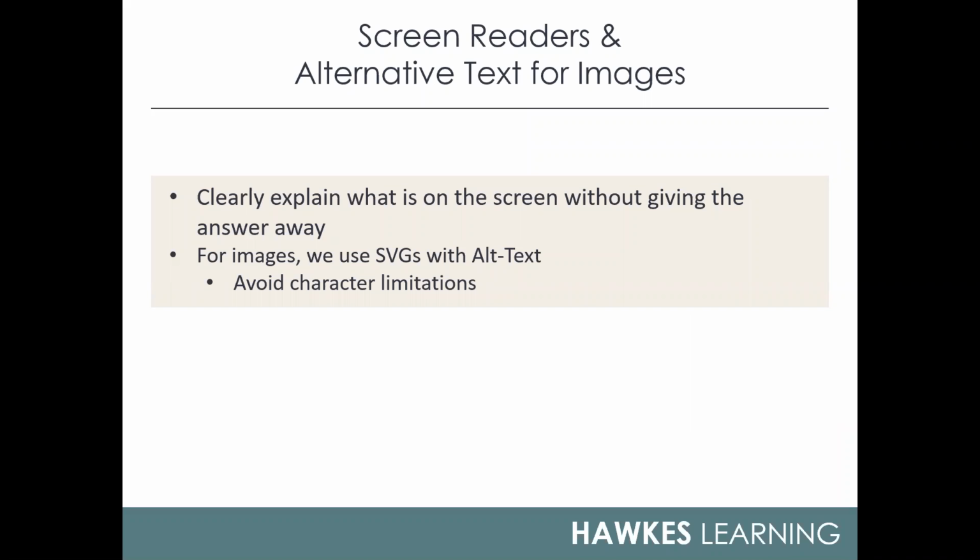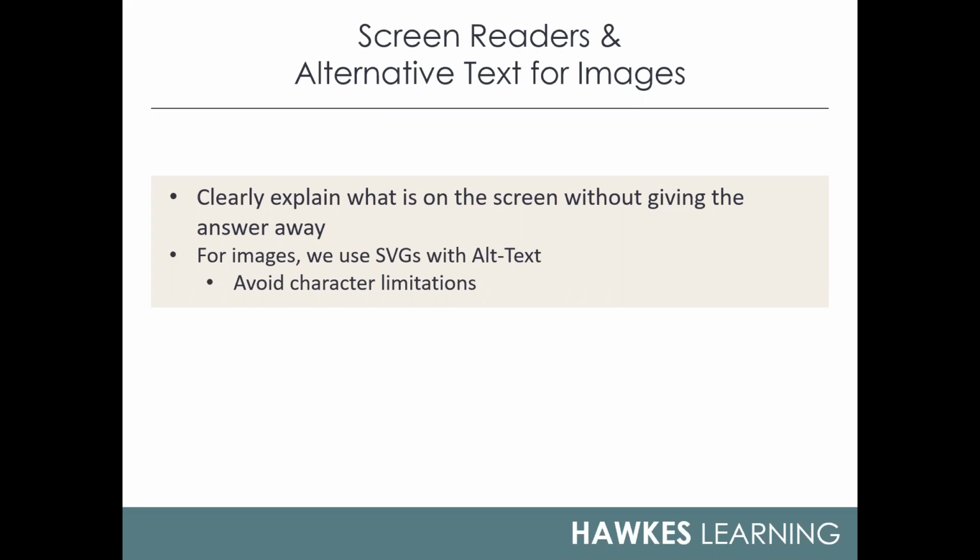In order for screen readers to be able to explain an image to a user, there has to be alternative or alt text programmed into that image. So any graph, map, or diagram needs to have clear and concise alternative text for images that also simultaneously don't give away the answer, right? We need to describe it without giving anything away if it is in an actual question.